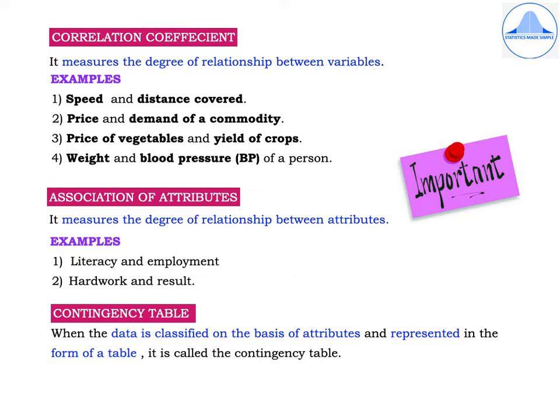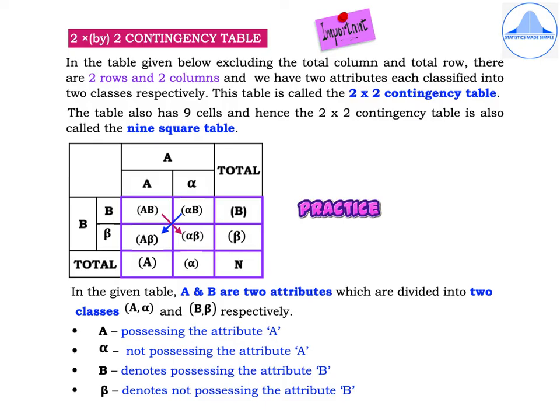Let us now move on to what is a contingency table. When the data is classified on the basis of attributes, and if we represent them in the form of a table, it is called a contingency table. What is a 2 by 2 contingency table? The multiplication sign into is read as by.